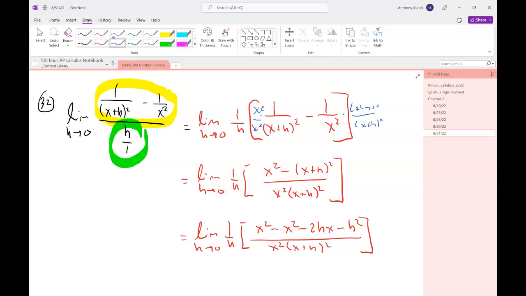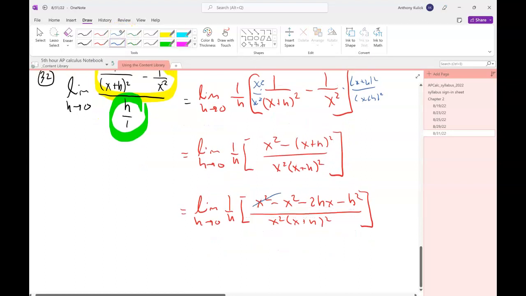Oh, wait, you lost it, I'm sorry. You're asking how I went from here to here, right? So from the original problem to the first step, I multiplied by a reciprocal, right? We divided two fractions. So the yellow divided by the green, I multiplied by the reciprocal. Is that cool? Okay.